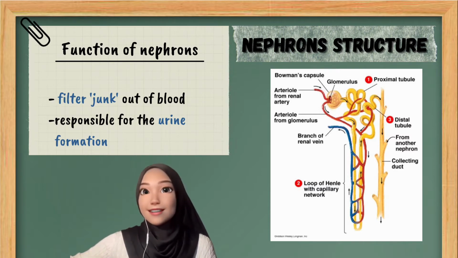Nephron structures consist of Bowman's capsule, glomerulus, proximal tubule, distal tubule, loop of Henle, and collecting duct, as you can see in the diagram here.